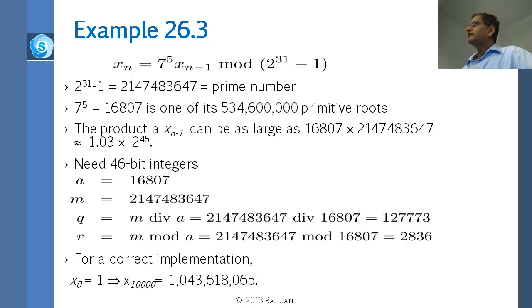So what you do is you say A is equal to this, M is equal to this. So Q is equal to M div A. M divided by A, you get this number. The division is not exact, so this is the quotient and this is the remainder. The quotient is Q and the remainder is R. Now, for a correct implementation, here's the test for you: if you do it right in whatever language you select, you should get X 10,000 equal to this number.